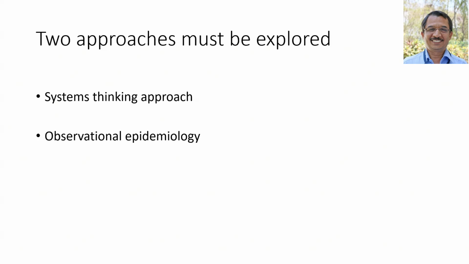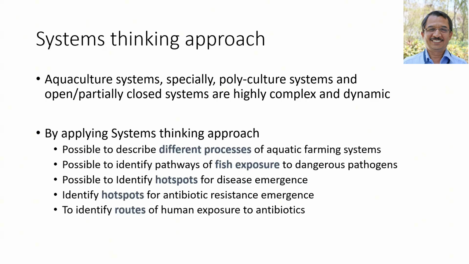So if you look specifically, what does systems thinking approach mean? As all of us know, especially carps and tilapia, and also to some extent catfish, the production systems are very dynamic. Polyculture is very prevalent, and the open and partially closed systems are very common. So we do not have 100% biosecure closed farming systems for these three commodities, which are very, very important for the future of the food security in Asia and Africa.